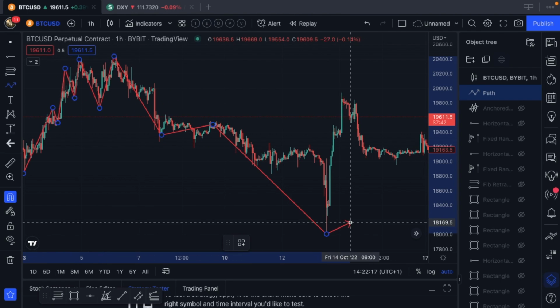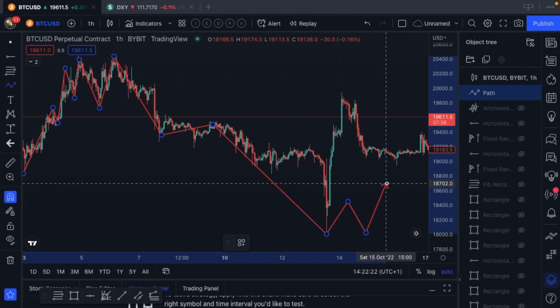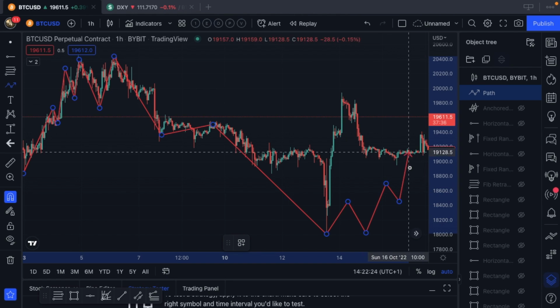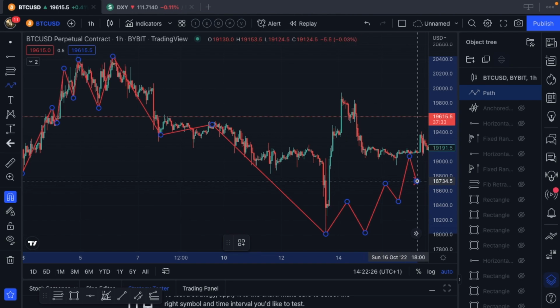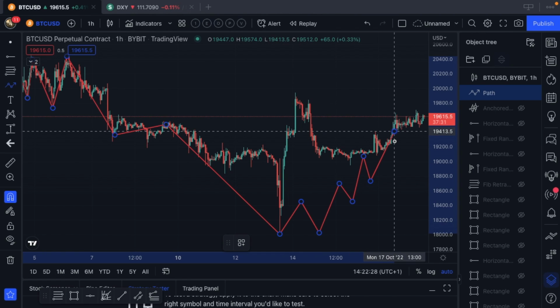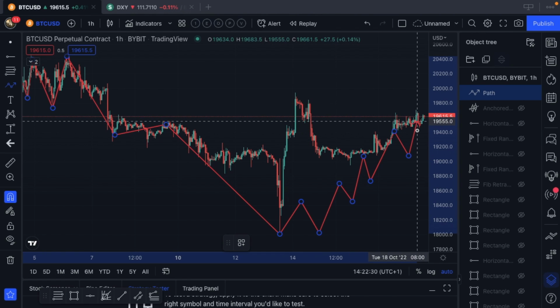And then what we would want to see down here, ideally, would be another W. And then we break the W and do 3 pushes to the upside. Put in another M. So that's ideally what it would look like.